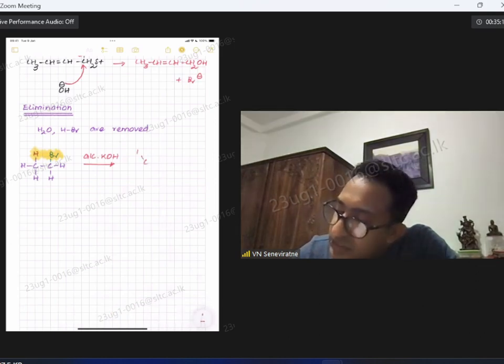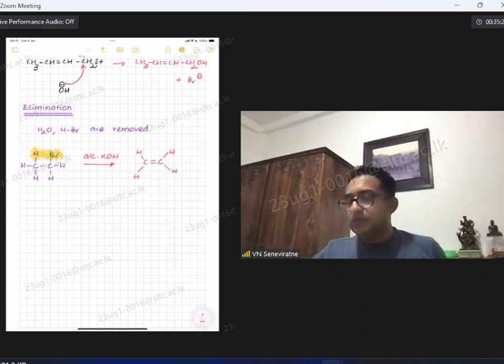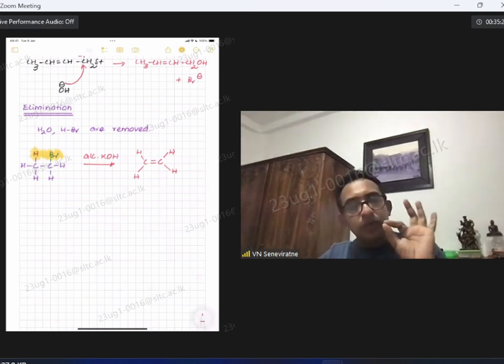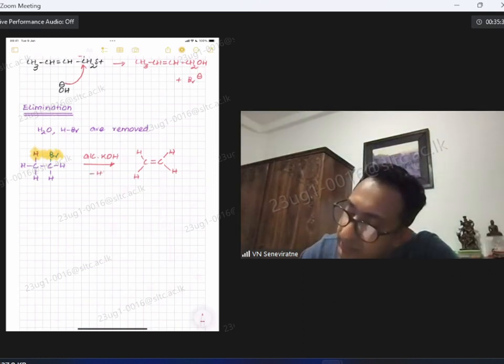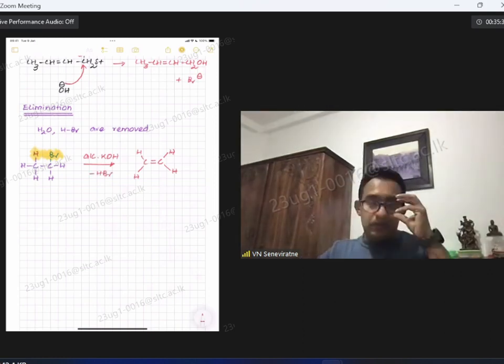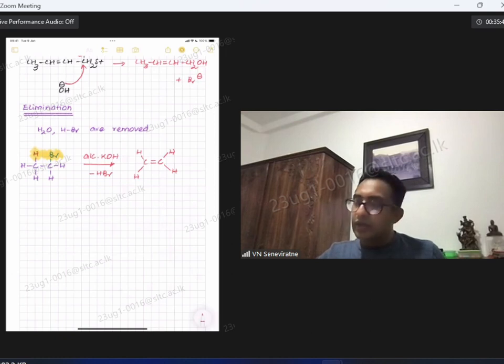And you get H here, carbon, this is H, this is H, right? So a complete molecule of HBr is going to remove. So I will say minus HBr. Now that is called an elimination. That's an elimination reaction taking place, right? Alcoholic KOH, and you get an elimination. There it's a new type of molecule.